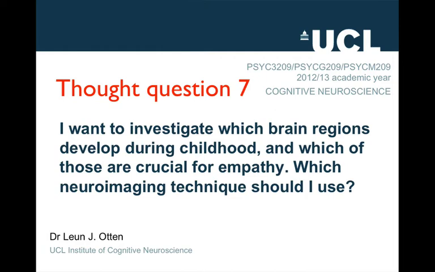So the question of which of these brain regions that were identified as developing are crucial for empathy, no neuroimaging technique can address that question. Neuroimaging techniques are always correlational in nature, and they cannot make statements about a particular brain region being causally related to a cognitive function such as empathy. To address that, you would need to do TMS, maybe psychopharmacology manipulations, work with patients, or indeed rely on animal work.